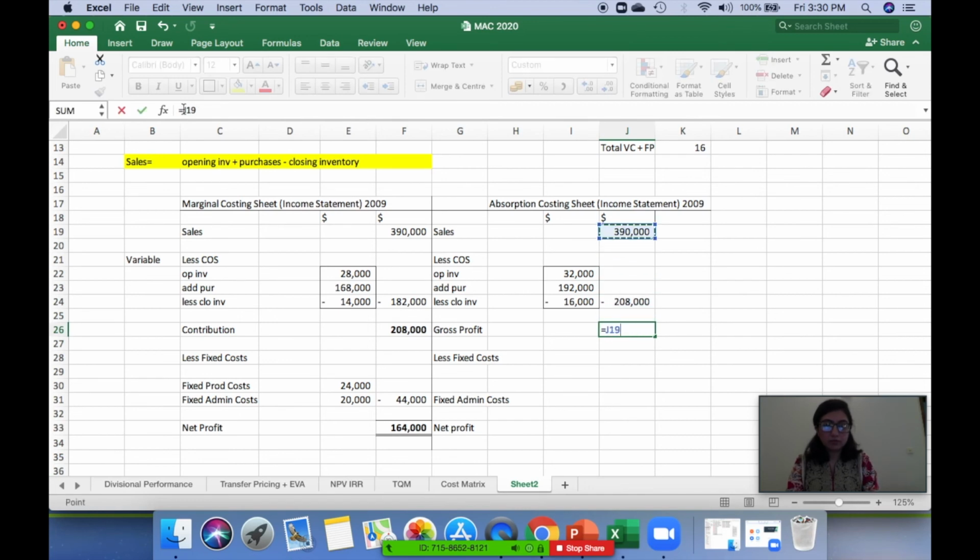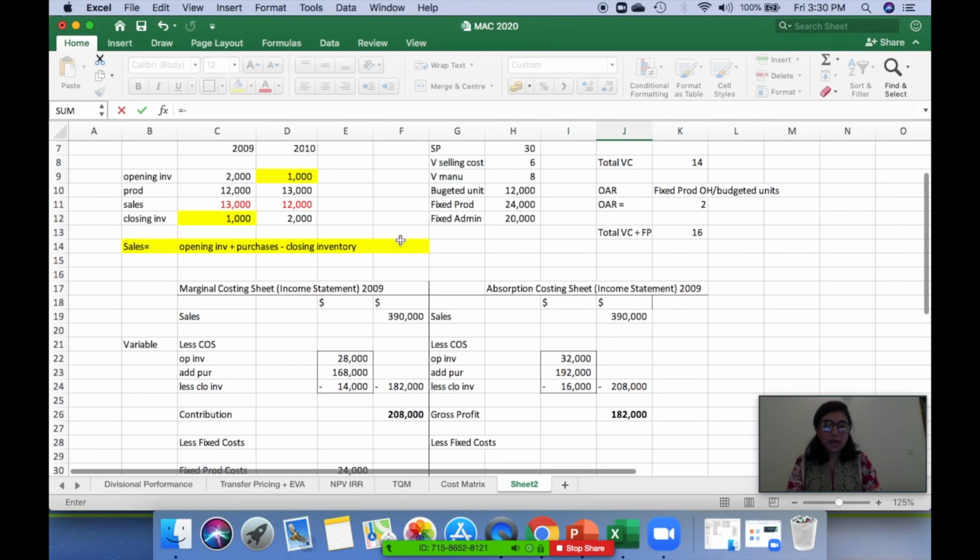There must have been an error. Alright, 182,000. As you can see, my contribution was 208 using marginal costing, but as we move to absorption costing, we increased the cost by 2 per unit because we included fixed production overhead into our cost of sales. So our gross profit went down accordingly.